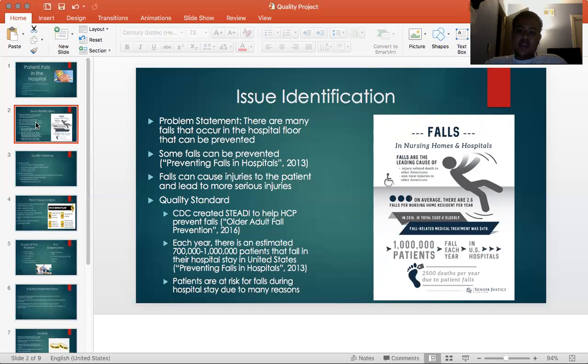The picture on the right side is about falls in nursing homes and hospitals. Falls are the leading cause of injury-related death and non-fatal injuries in older Americans. On average, there are about 2.6 falls per nursing home resident per year, so about 2 to 3 every year. And like I mentioned, about 1,000 patients fall each year in U.S. hospitals, and there are 2,500 deaths per year due to patient falls, which is a really high count of deaths due to falls.